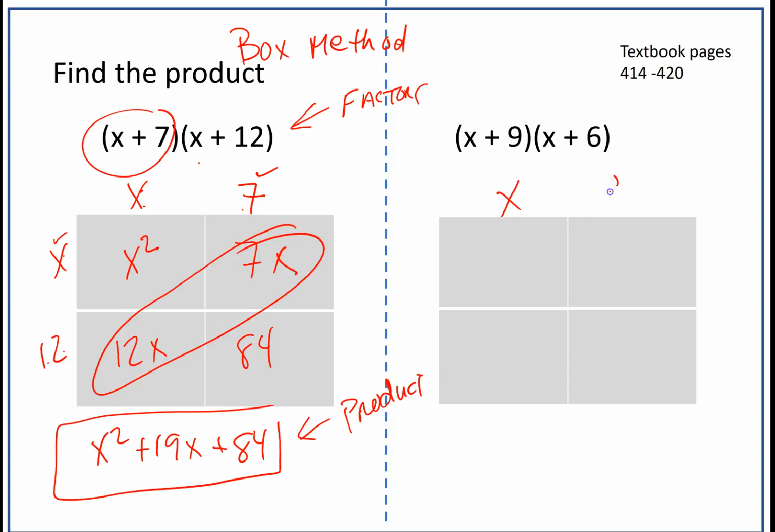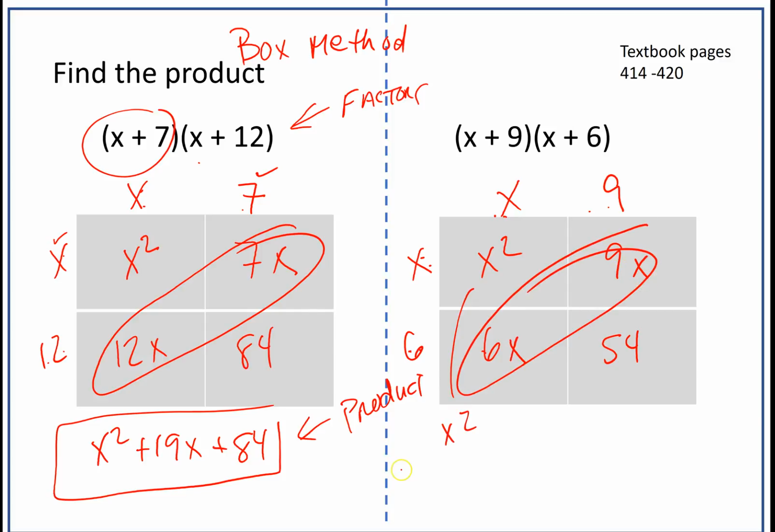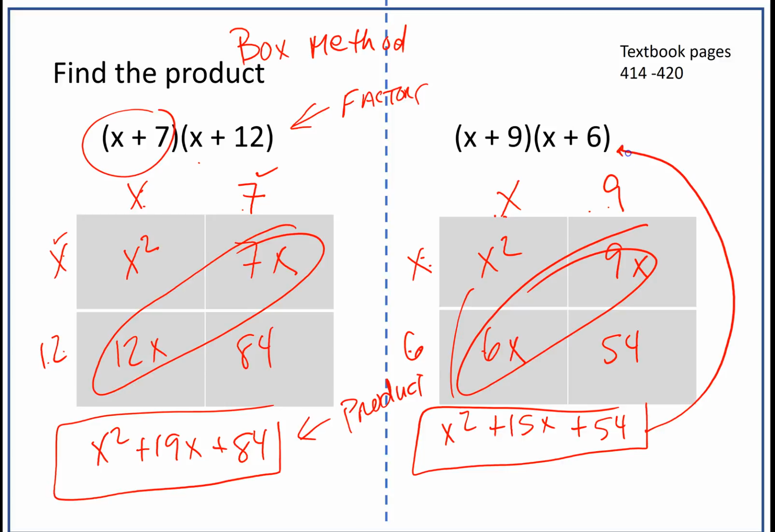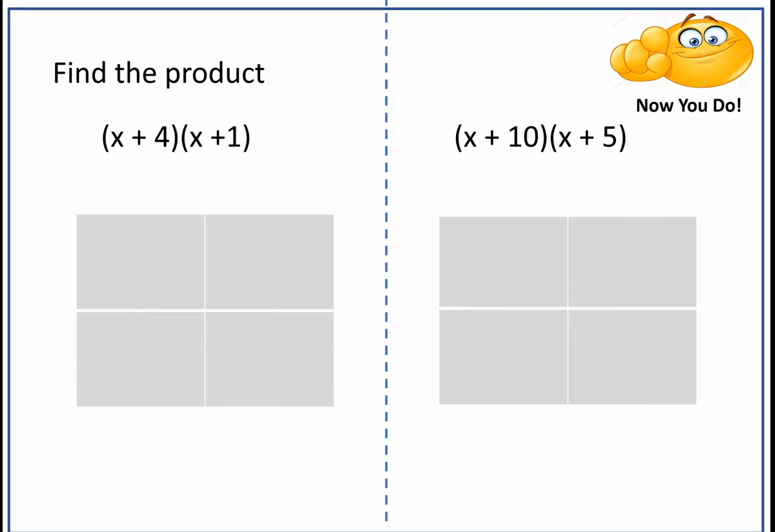Let's try it again. x plus 9, x plus 6. X times x gives me x squared. X times 9 gives me 9x. 6 times x gives me 6x. And 6 times 9 gives me 54. So what do I have? I have x squared. Add those two, I get 15x plus 54. So this is equal to that. All right. Go ahead and use the box method to figure out these products.